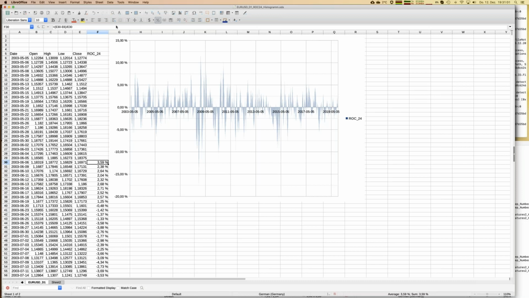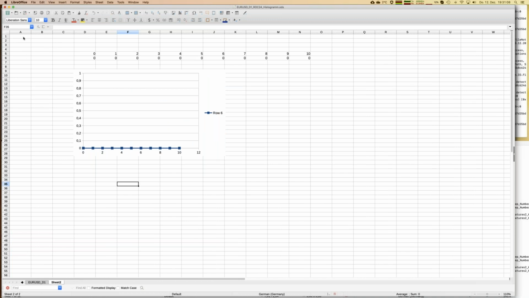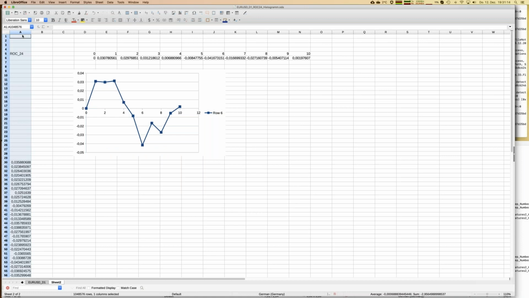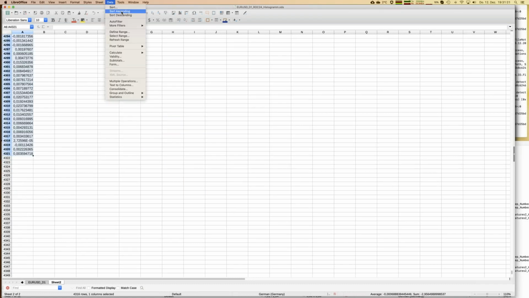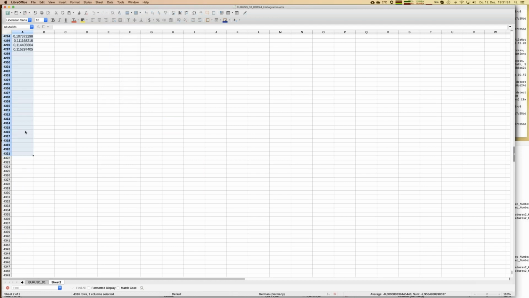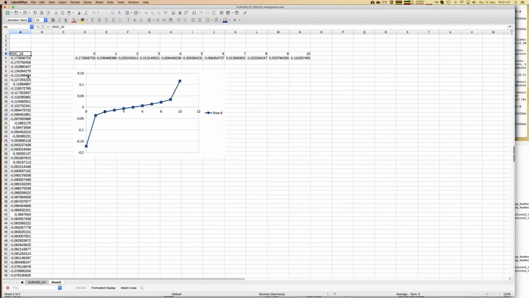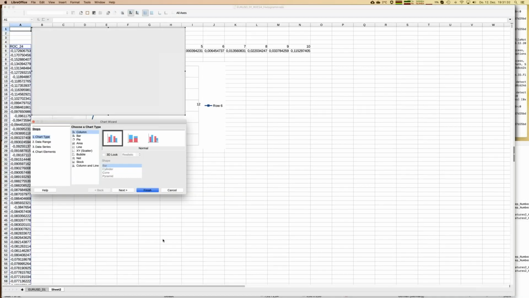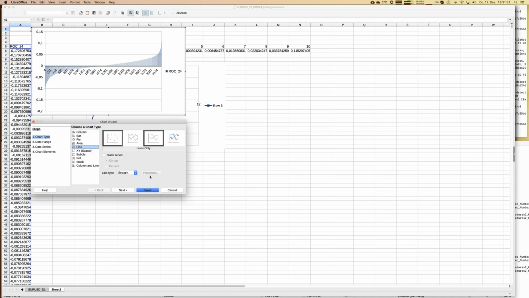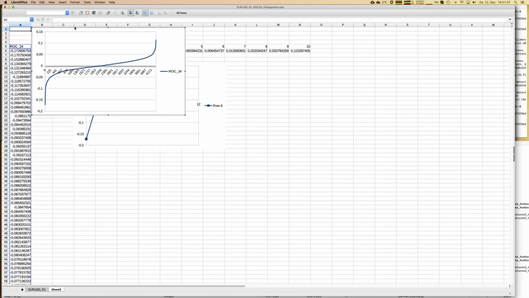Now what I can do is take all those values, mark them, go to another sheet and copy them here just as they are. The next step is to order all those numbers in ascending order. Here we have them, and now I can plot them. Then I will explain what's in the other graph. So here we have all those values.